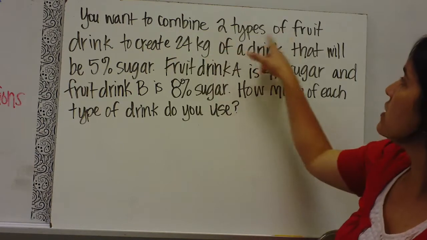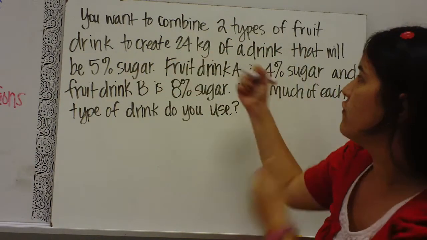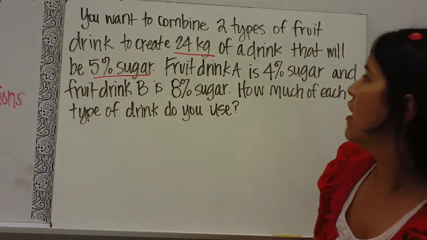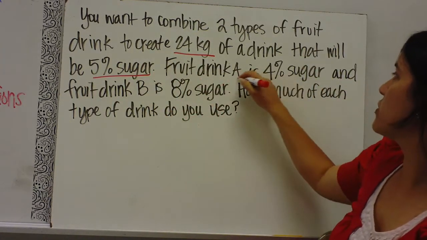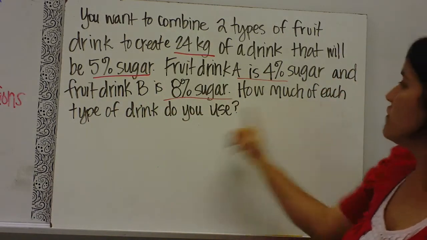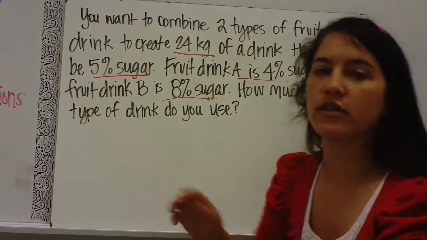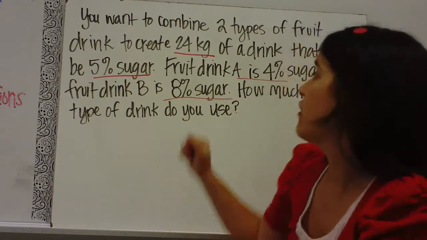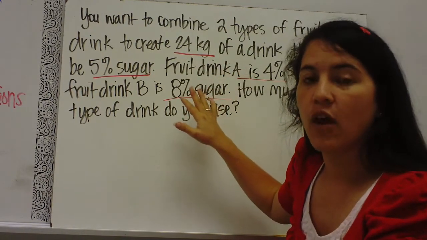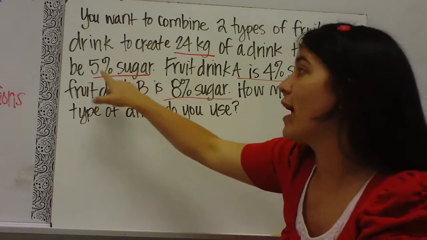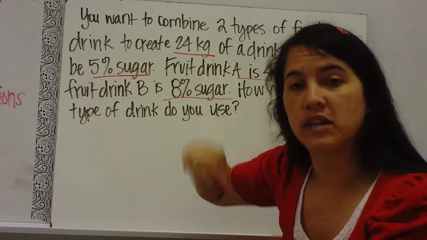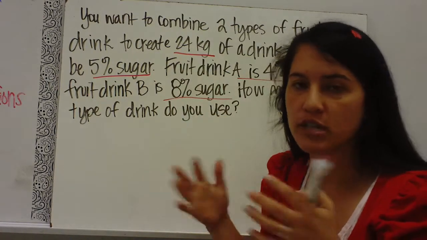You want to combine 2 types of fruit drink to create 24 kilograms of a drink that will be 5% sugar. Fruit drink A is 4% sugar, and fruit drink B is 8% sugar. How much of each type of drink do you use? So that was a lot of information. Let's break it down. We have fruit drink A, fruit drink B. They both have different amounts of sugar, 4% and 8%. We want to mix them together to form a 5% sugar drink. So this is why I call these chemistry problems, because we're mixing percentages of different things.